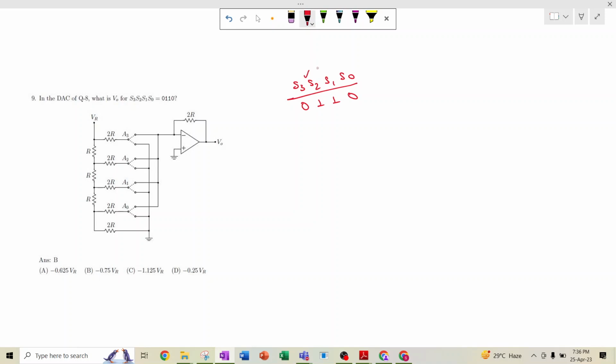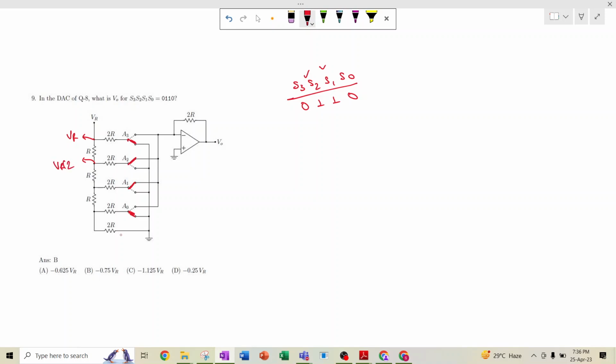So here basically S2 and S1, these two are 1, 1 and the rest of the things are 0, 0. So that means this is connected to ground, this is connected to the virtual short of the op-amp, virtual ground, and this is also connected to the virtual ground of the op-amp, and this is ground. Okay. So as I have already discussed, this VR appears over here. This is VR, and here we have then VR by 2.